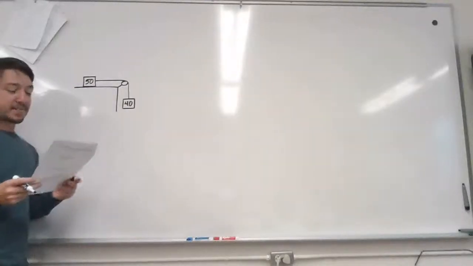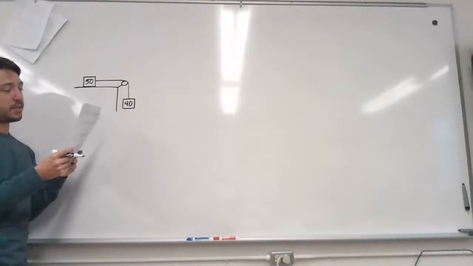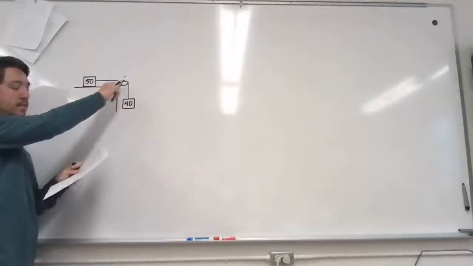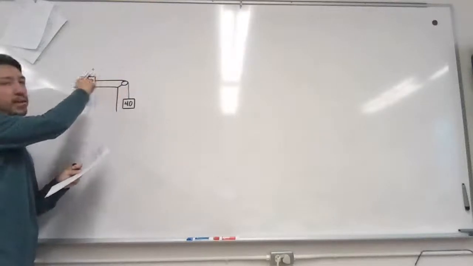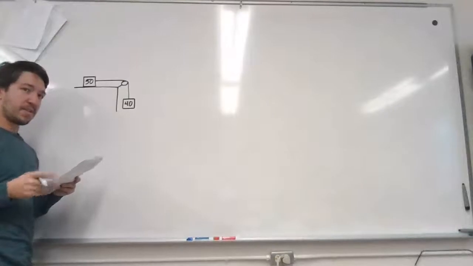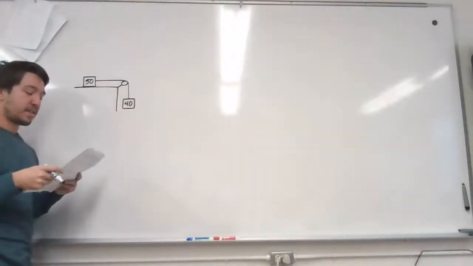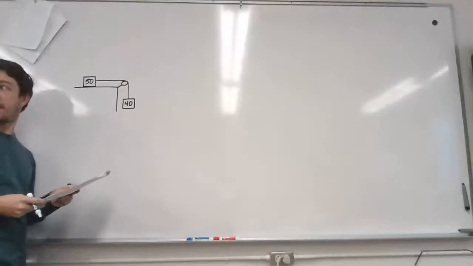Okay, number 6. The block on the table is 50 kilograms, and there's a pulley that attaches the 2 blocks by a string or a cable. And then there's a 40 kilogram block hanging off the cable. So does the setup make sense?